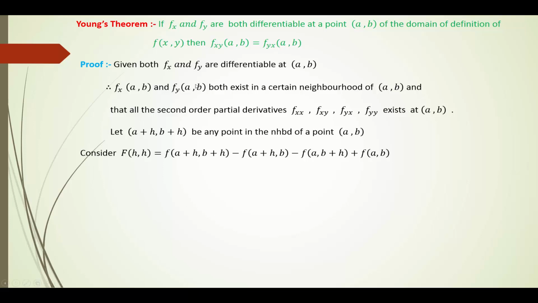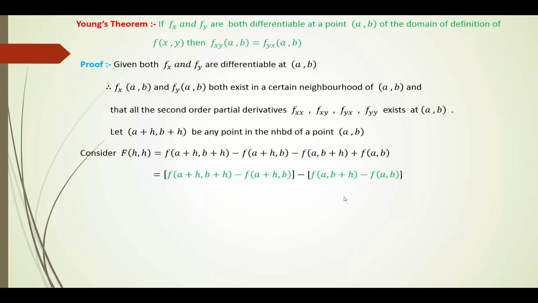For the proof of this theorem, define the function φ(h) = f(a+h, b+h) − f(a+h, b) − f(a, b+h) + f(a, b). Combine the first two terms in one bracket and the next two terms in another bracket. We get φ(h) = [f(a+h, b+h) − f(a+h, b)] − [f(a, b+h) − f(a, b)], taking the minus sign common from the next two terms.